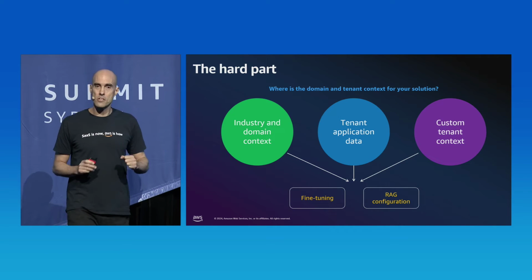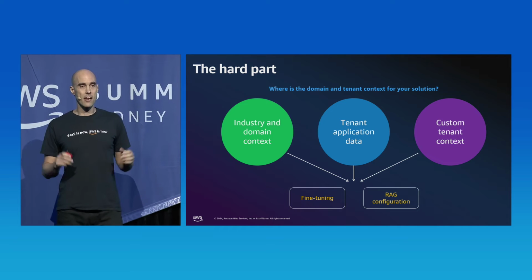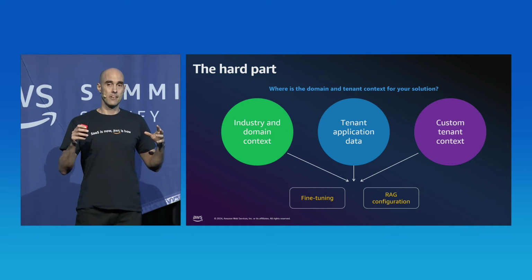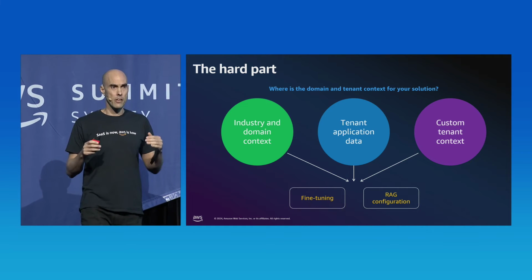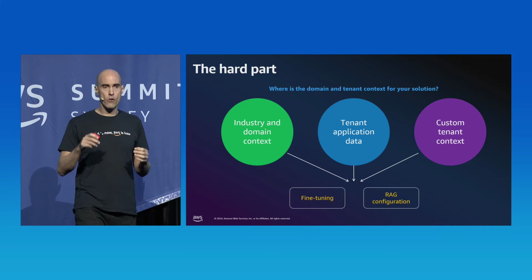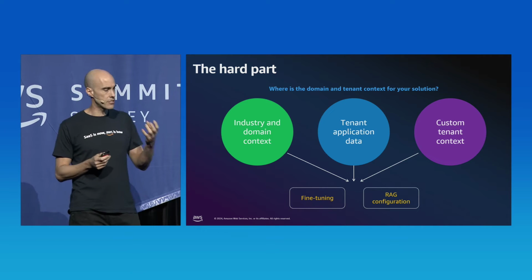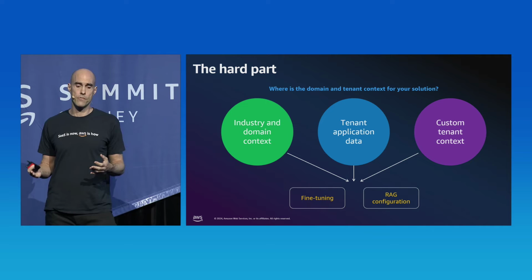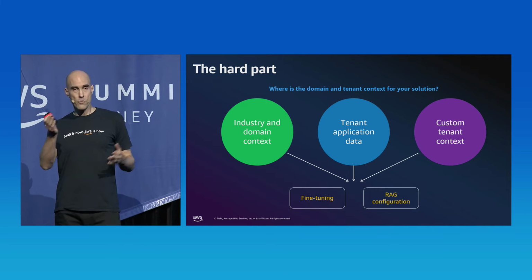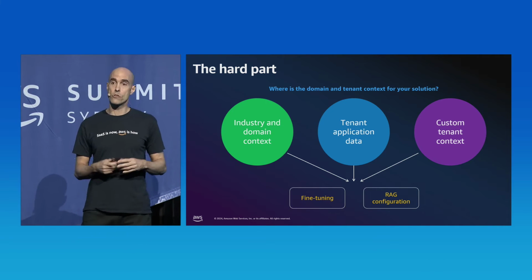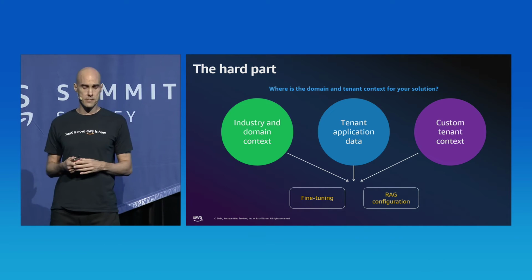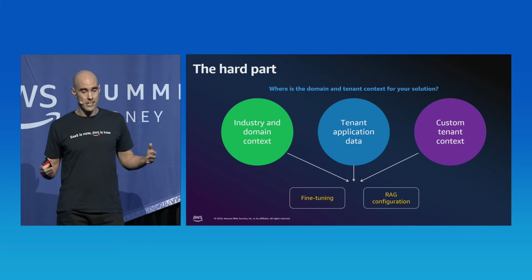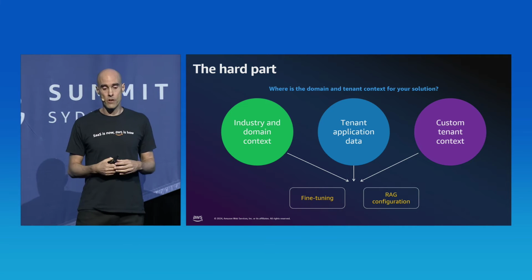So all those services are really good, right? But I would say that the hardest bit is for you to figure out how you're going to do it. Like, where are you going to get this information from? Are you going to be able to get industry-specific information? Are you going to be able to get that much tenant-specific information? This will help you choose whether you're going to use fine-tuning or whether you're going to use RAG and knowledge bases. So, although the services are there, this is probably one of the hardest pieces.